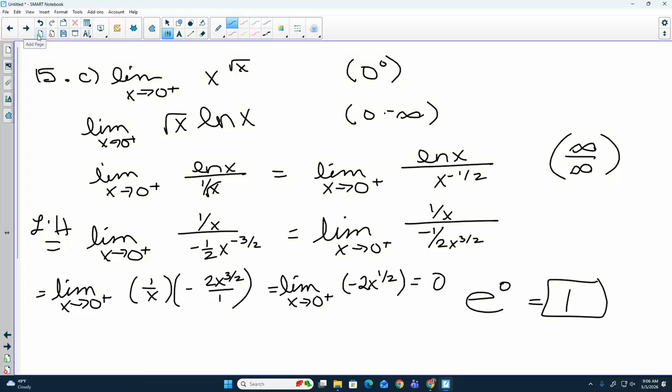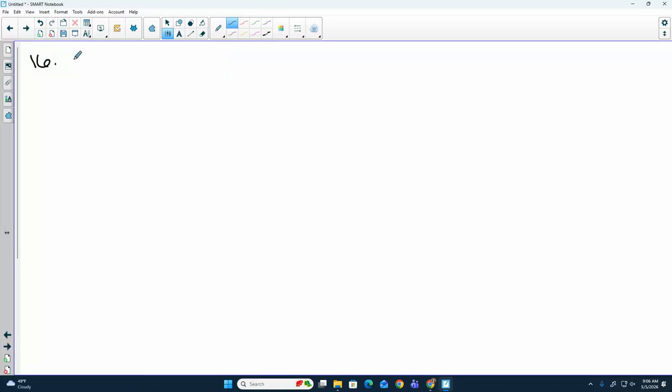Number 16. A function. And then I ask you a ton of information about this. So first step, domain. What can x not be here? So my domain is everything else. Negative infinity to 0, union 0 to infinity.